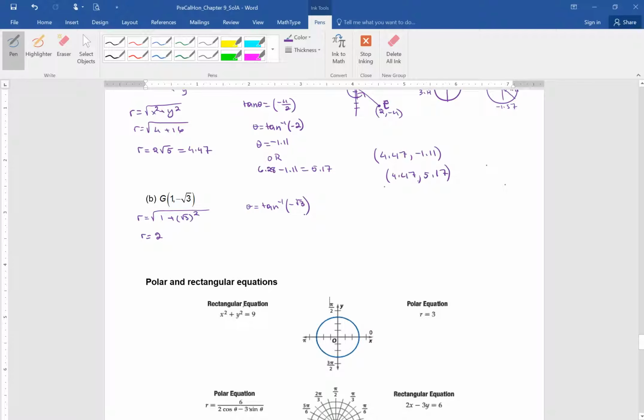Now again, which quadrant is this point in? Fourth, right? Because I go to the right one and down. Plot 1 and negative root 3. Where would that take you? Fourth quadrant. So what is theta then? Negative 1.04, right? Or 6.28 minus 1.04, how much is that? 5.2, depending on how soon you rounded. If I want to be consistent, I could do 5.24.